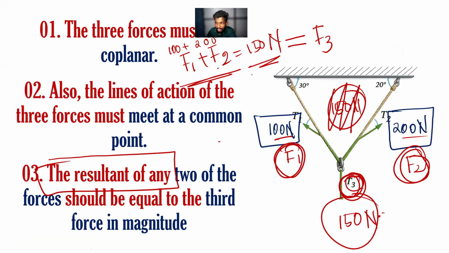If those two forces are like this, then you will say 300 because they are parallel, no? They are parallel, no? But here the forces are not parallel. They are inclined.